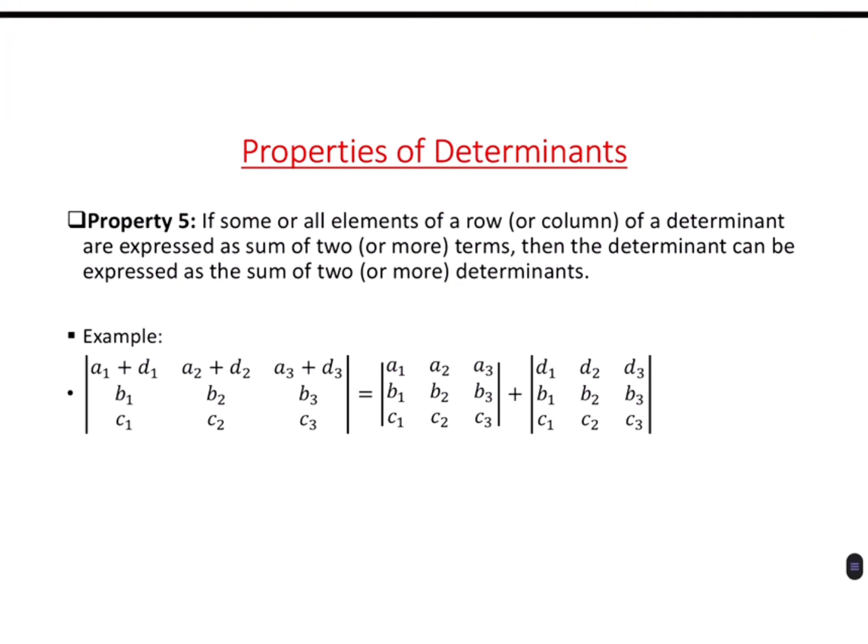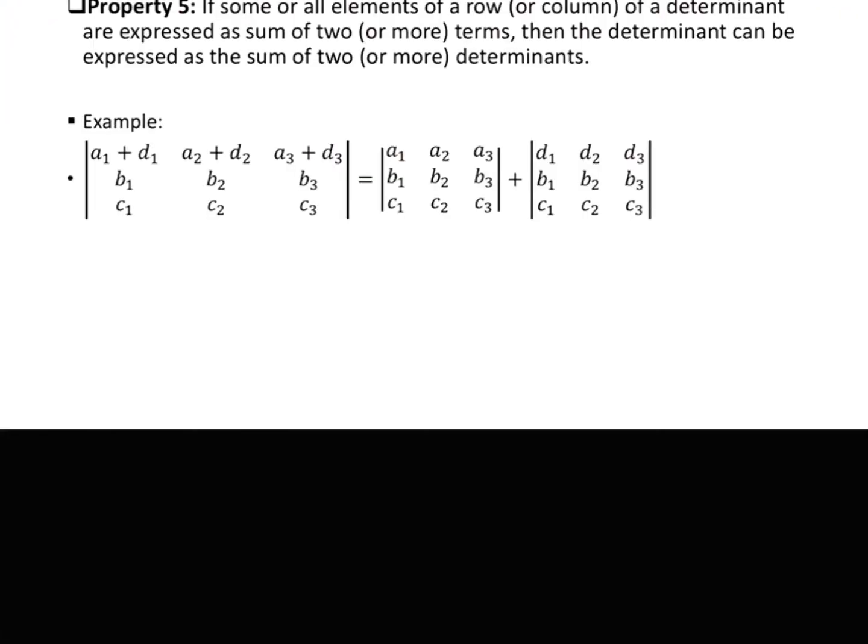Property number 5. Now this is one of the important properties. If some or all elements of a row of a determinant are expressed as sum of 2 or more terms, then the determinant can be expressed as sum of 2 or more determinants. So it says what? Suppose there is one row, and in that row the elements are expressed as sum of 2 terms.